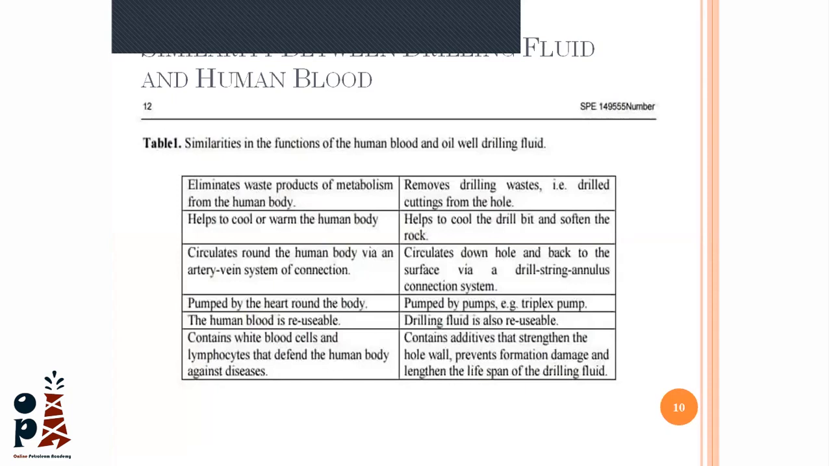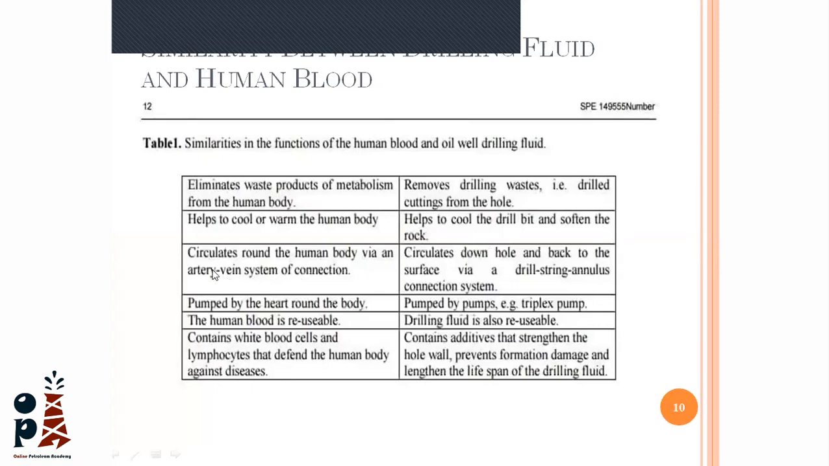If we are in a cold place, our blood helps us to warm a little bit. If we are in a warm place, our blood helps us to cool a little bit. And the drilling fluid helps to cool and lubricate the drill bits and soften the rock.